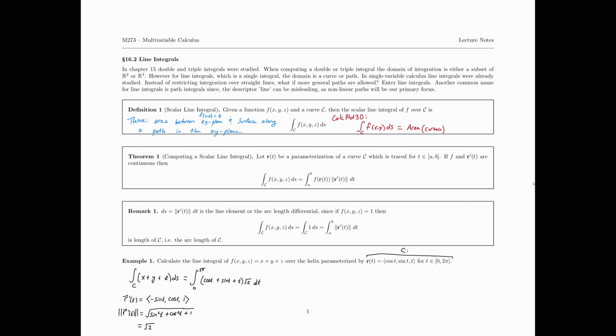And of course, that's a Calc 1 integral, so you guys can do that. This will then just be, final answer is 2 pi squared square root of 2. That's the answer.